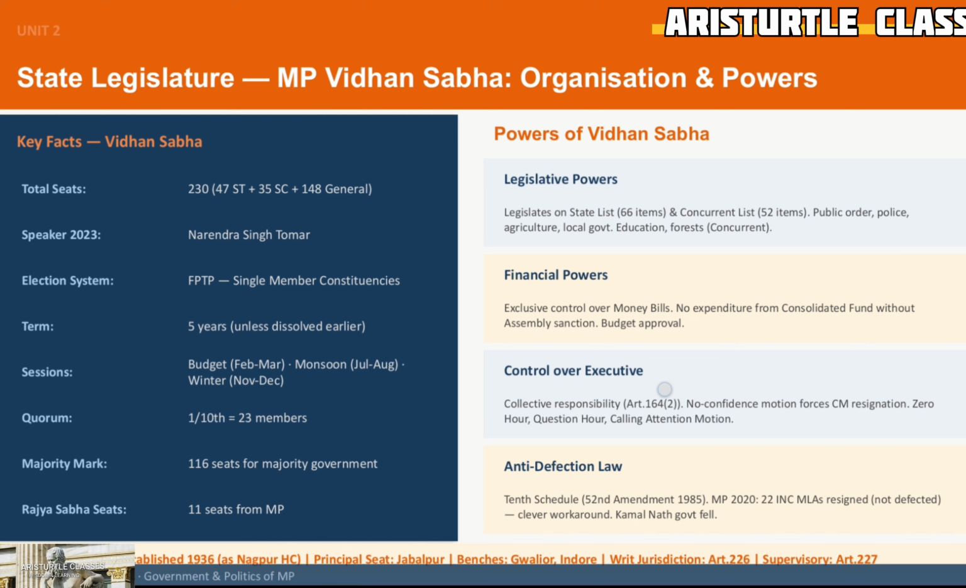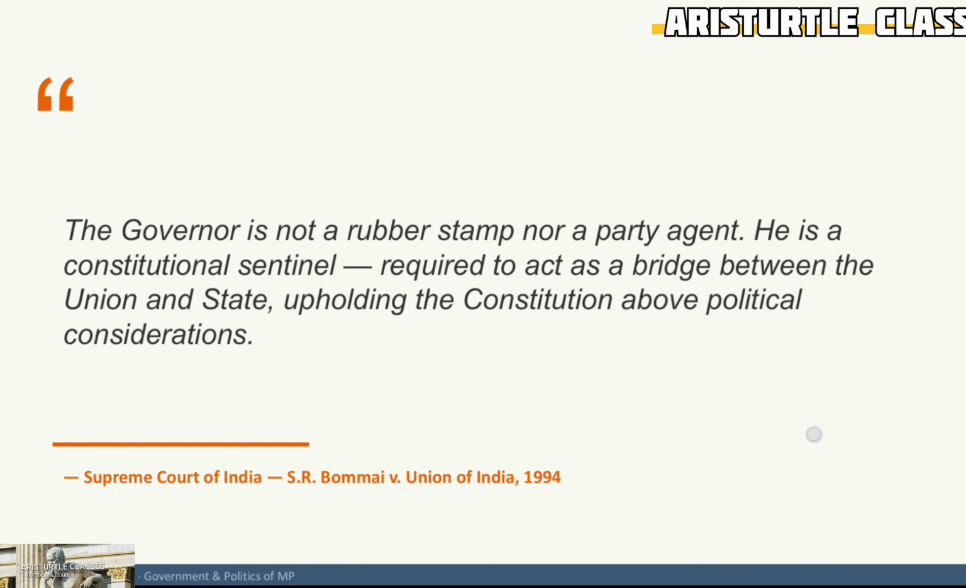Financial power: the state has got a consolidated fund, and only the Vidhan Sabha has the power to draw funds from that fund. Now, the Vidhan Sabha also controls the executive in a manner that the executive cannot go arbitrary. Also, we have anti-defection laws, which restrict political parties from horse trading, etc. So this is the thing. Now, there are also high courts and subordinate courts, basically the state judiciary, to resolve the problems of the MP.